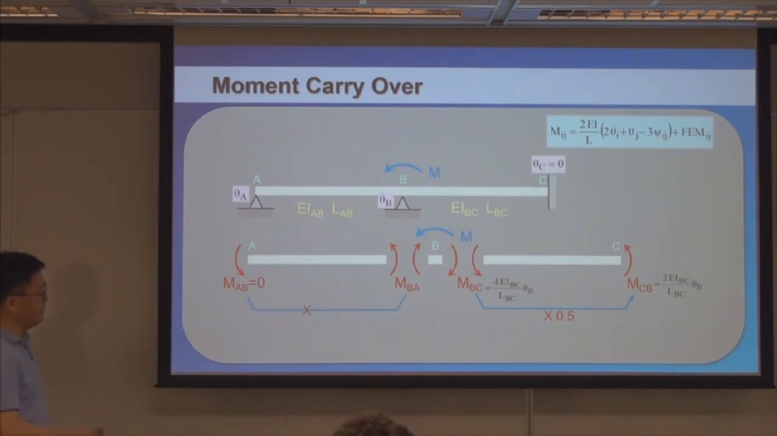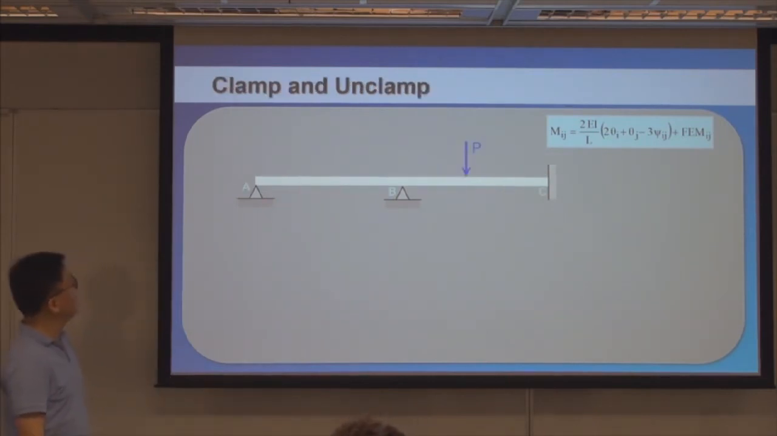And on the other side, again, you don't need to worry about it because this is moment free. There's no moment there, so whatever you obtain there is not going to cost you anything on the other side. So this is called carryover moment, or the moment carryover concept. All right. And then we go to the third concept, called clamped and unclamped conditions.